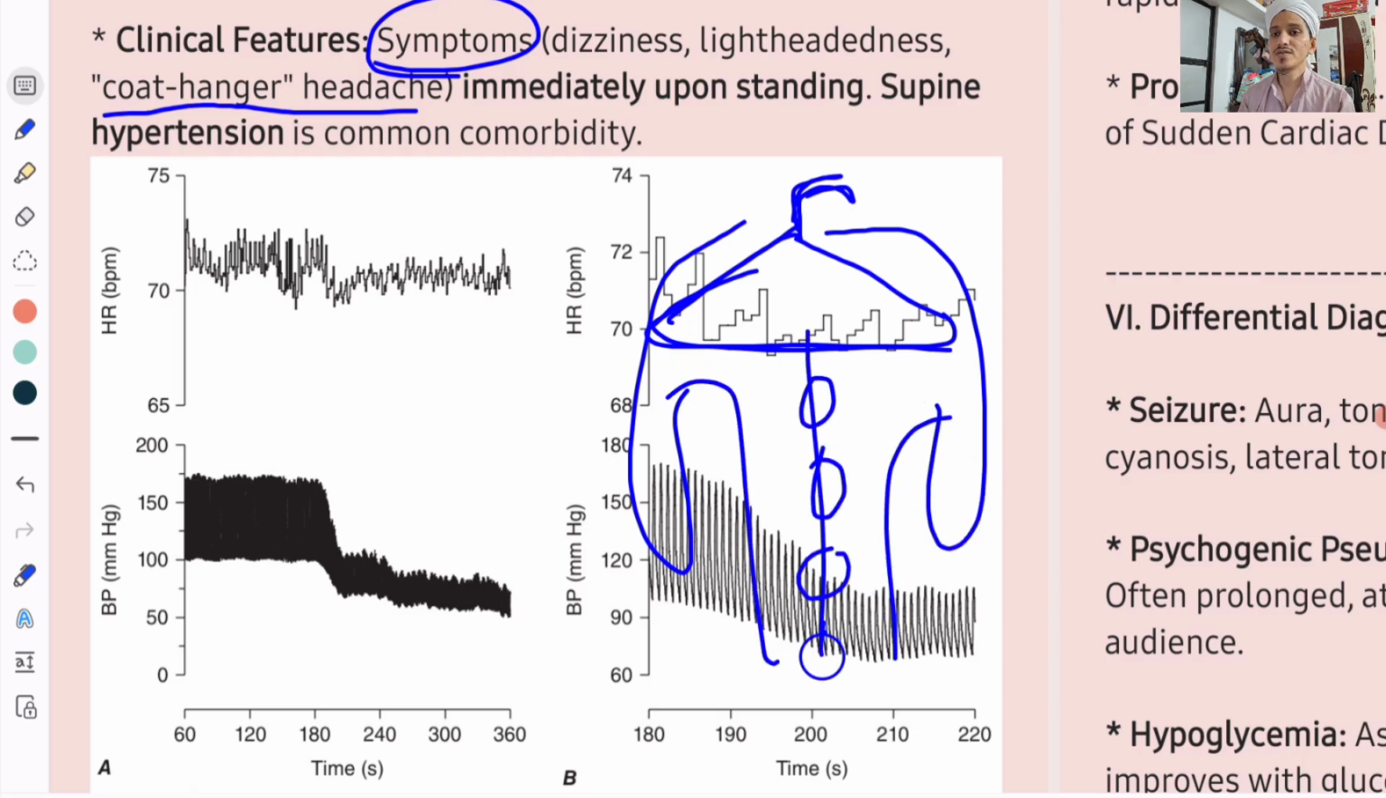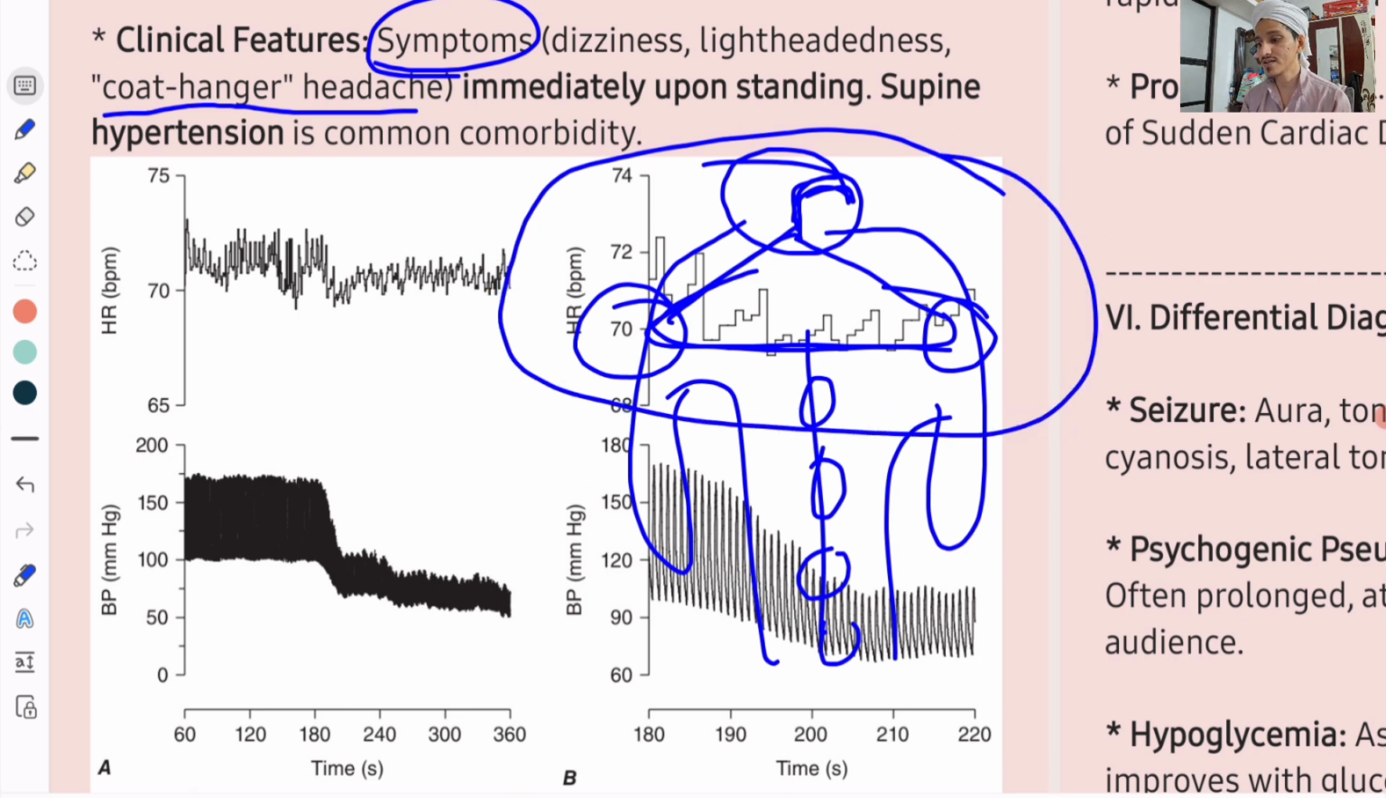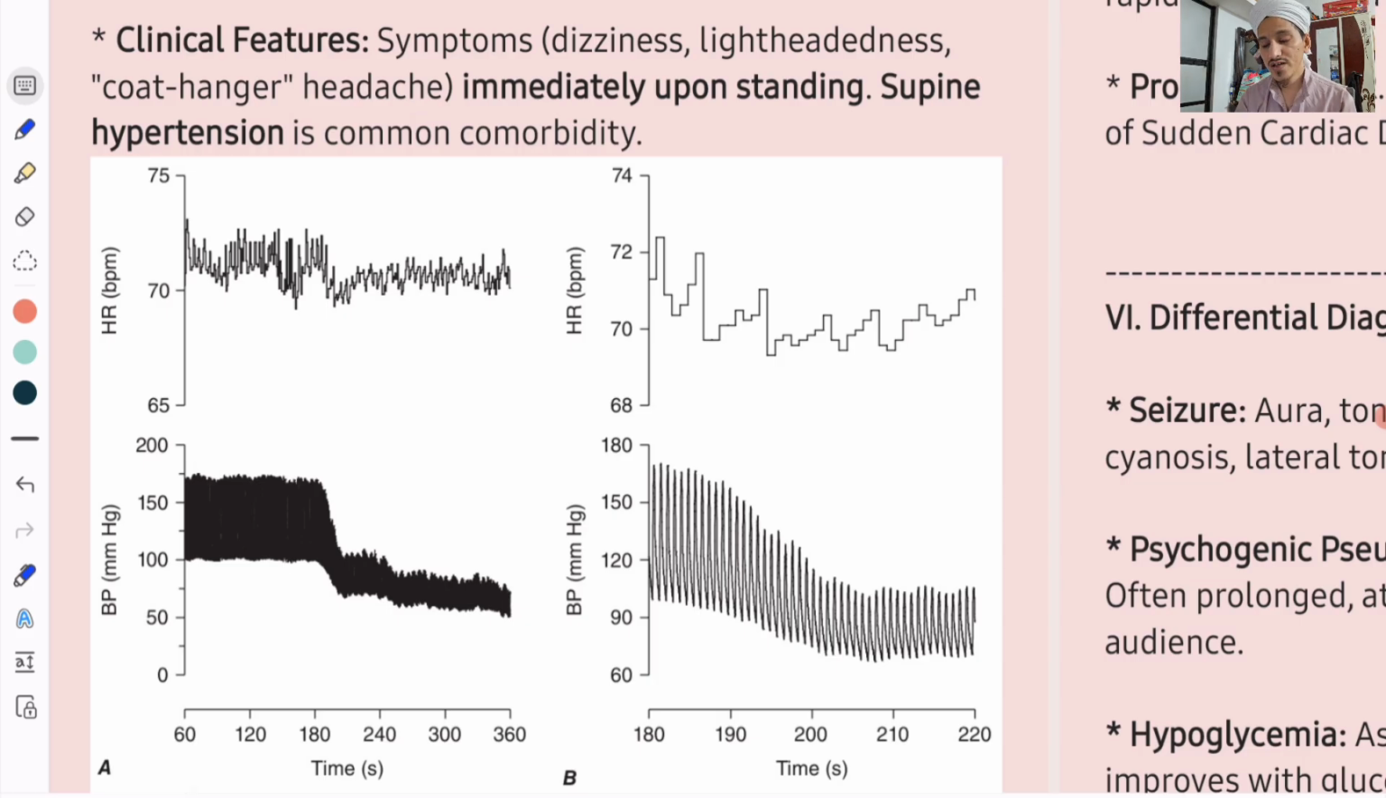Okay. So this type of headache, why is it called a coat hanger headache? Because you will experience this headache in orthostatic hypotension. There will be an occipital headache, and there will be pain in the bilateral shoulders. This represents a coat hanger, that's why it is called coat hanger headache. So there will be pain in the occipital region of the head and in bilateral shoulders in patients with orthostatic hypotension. Okay, and this is one important point.